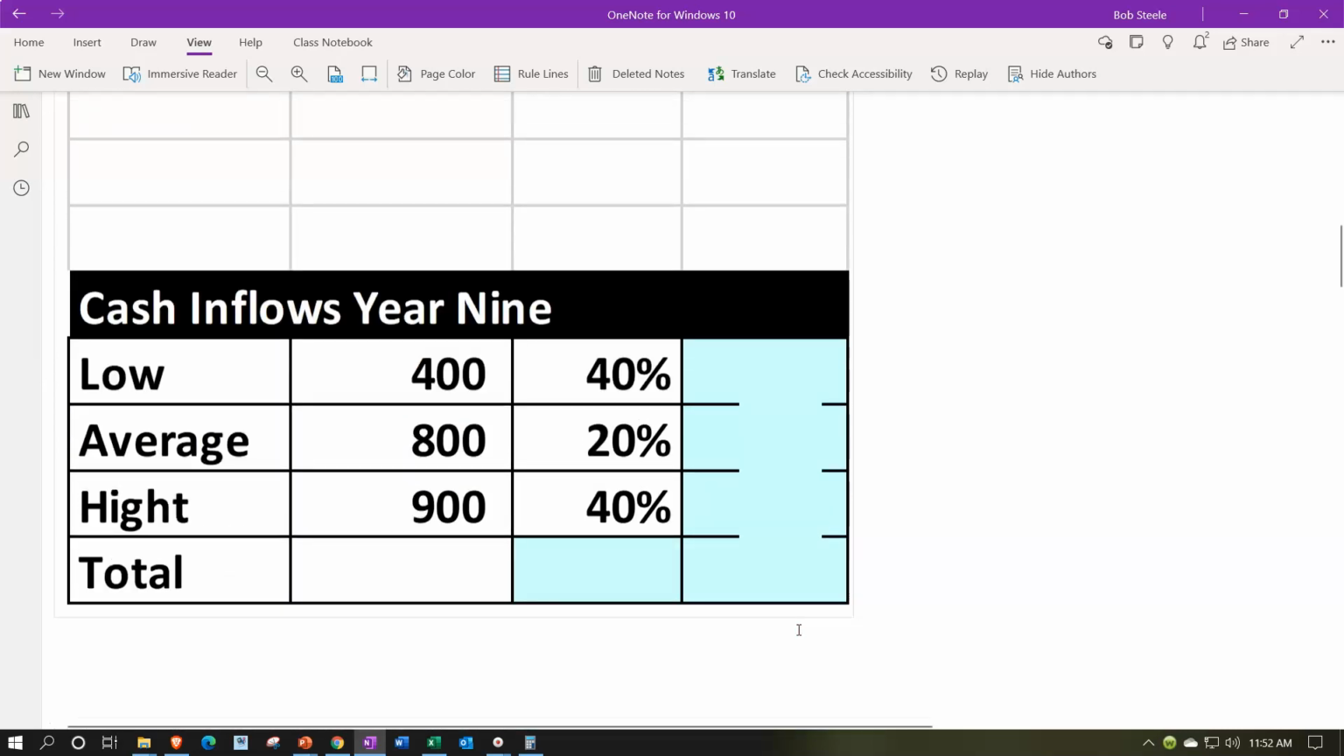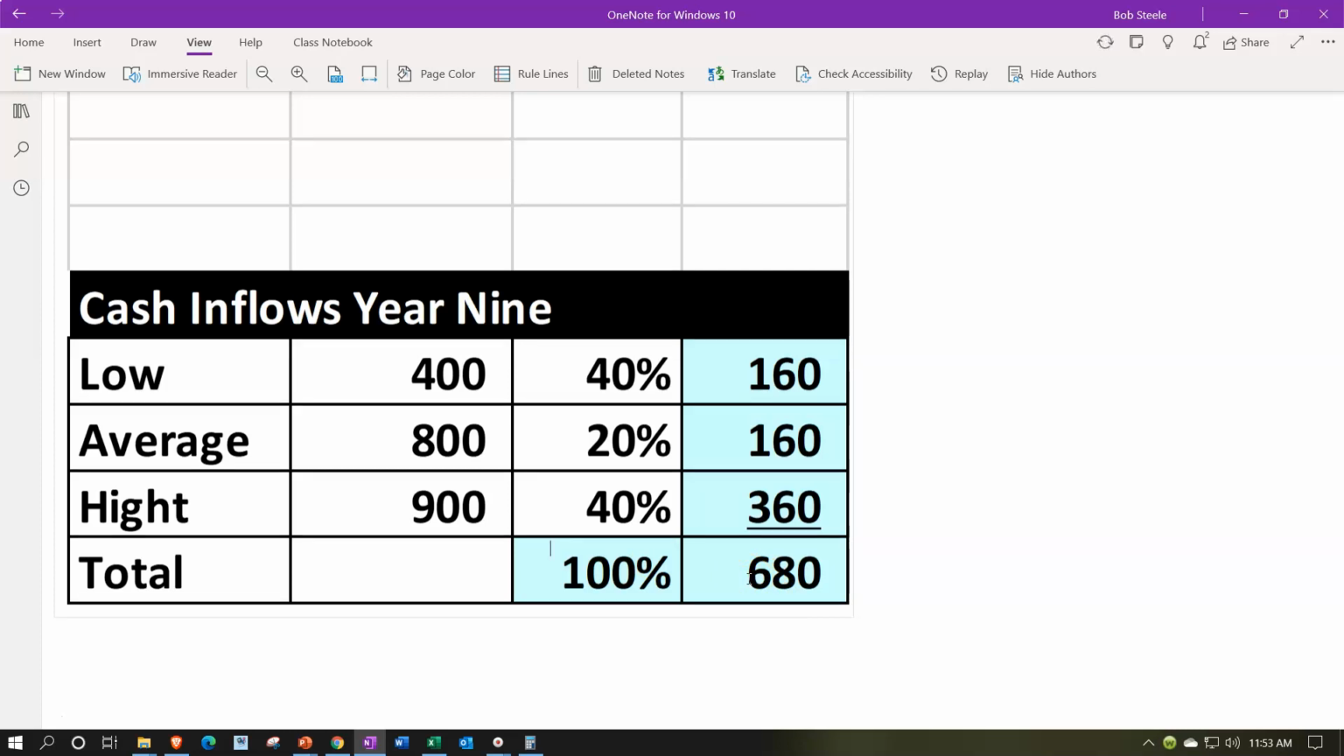And then year 9, once again, we're assuming it's a weird cash flow situation. We're not getting any more cash flow back until year 9, where we have low, average, high: 400, 800, and 900, with 40, 20, 40 on the breakout. So 400 times 40%, 160. 800 times 20%, 160. And then the 900 times the 40%, or the 360. The percentages add up to 100%. That gives us the 680. So for the one that's 9 years out, the value we're expecting to receive is the 980.